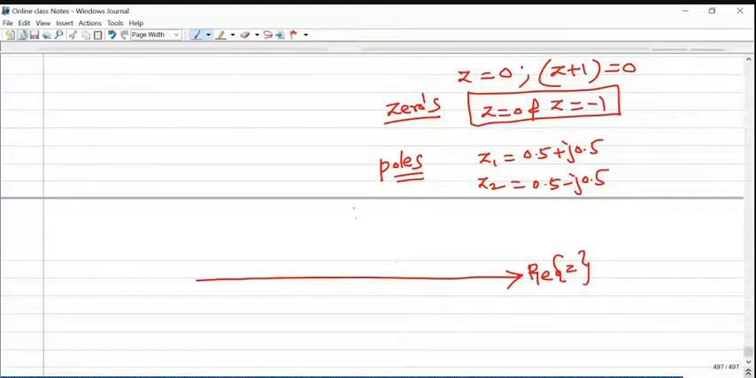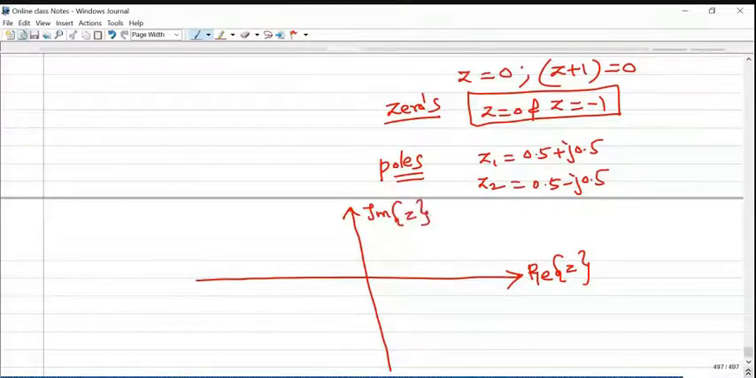Real part of Z, imaginary part of Z, right? So zeros: Z equal to 0, Z equal to minus 1, right?